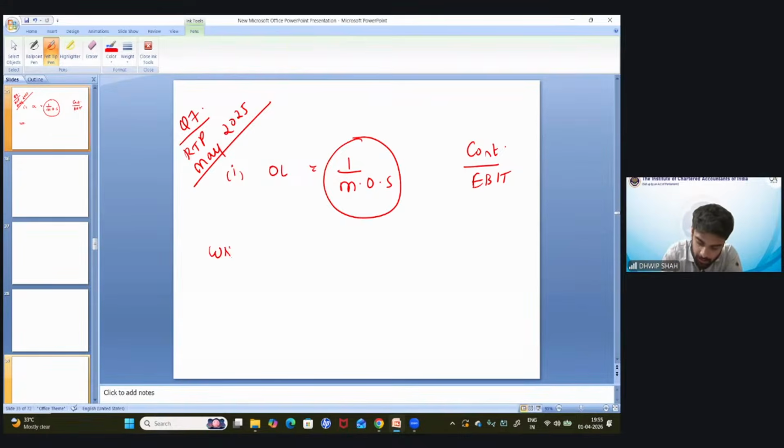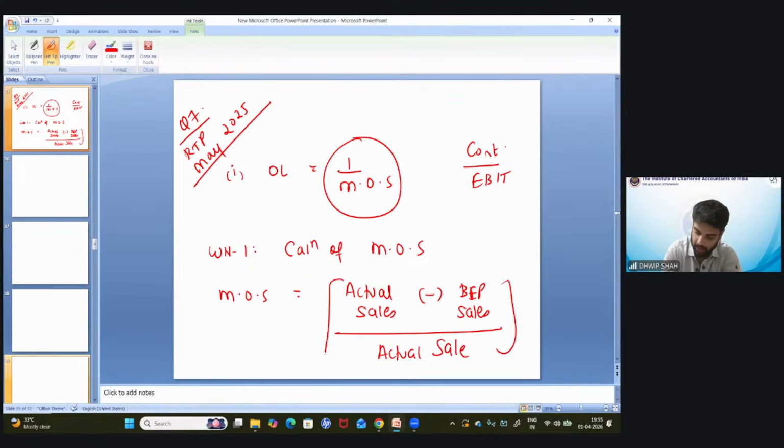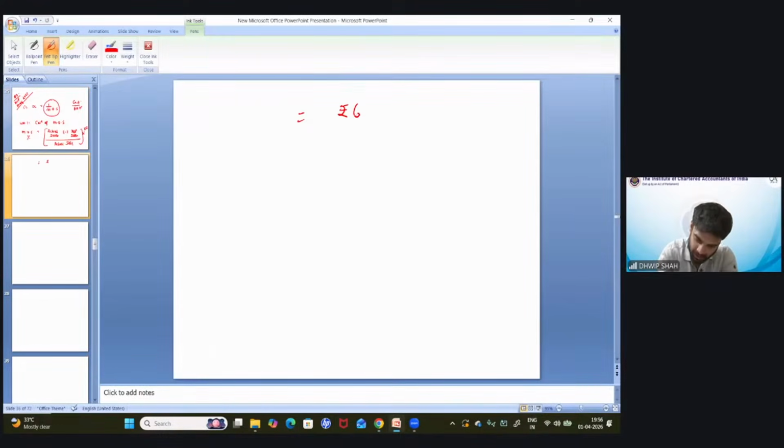So working note number 1: calculation of margin of safety. The formula of margin of safety is actual sales less BEP sales, upon actual sales, into 100. This formula you have learned in detail in costing as well. How much is my actual sales? 180 lakh. BEP sales is 120 lakh. So margin of safety in rupees is 60 lakh, upon 180 lakh, into 100.